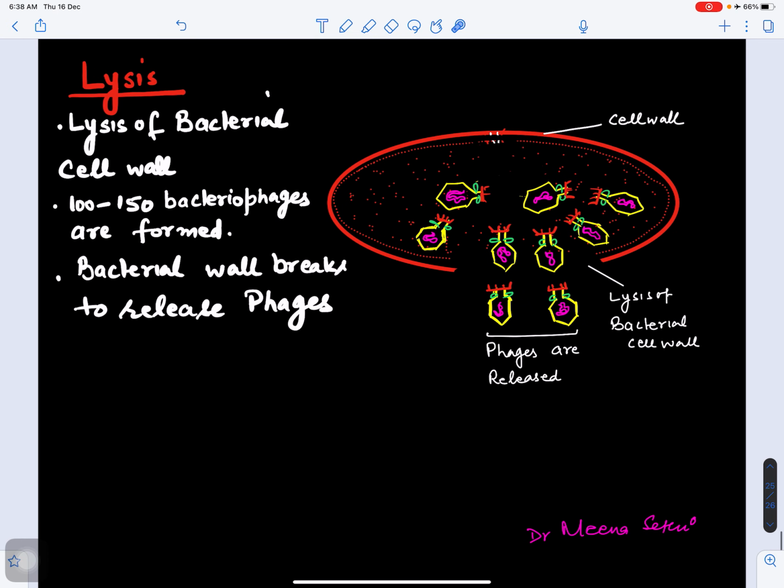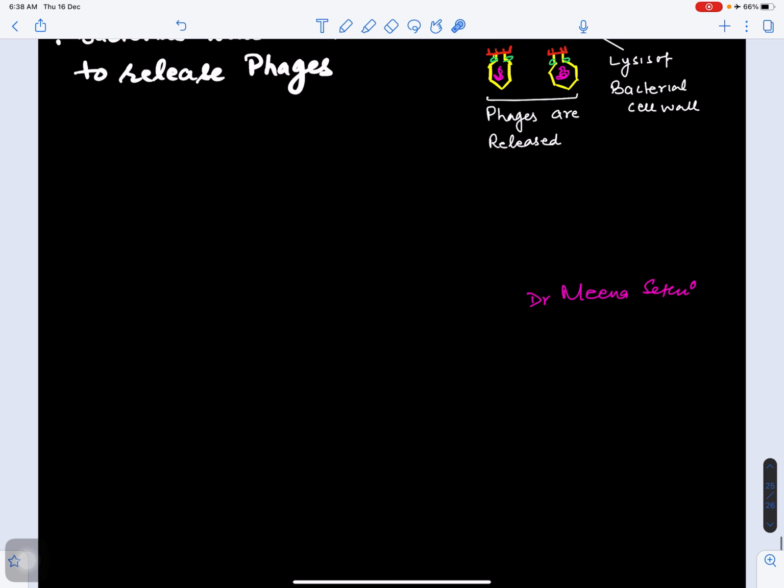The next stage is when about 100 to 150 bacteriophages have been produced inside the bacteria. This will put pressure on the bacterial wall. This part will break up, and these phages will be released, and they will come out of the bacteria after its death. So phages will be released, and this causes lysis of the bacterial cell.